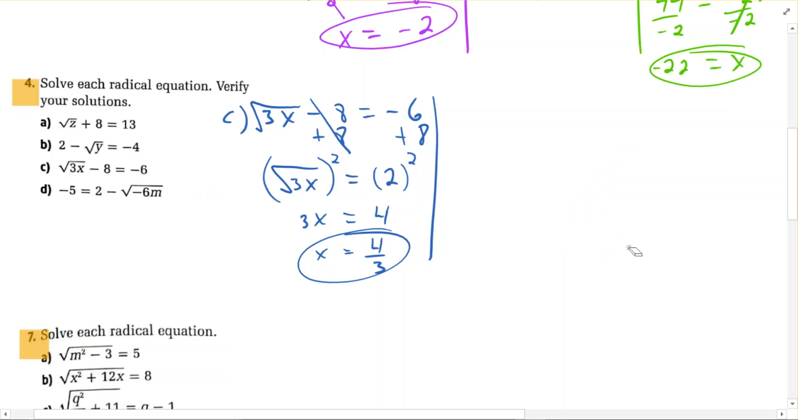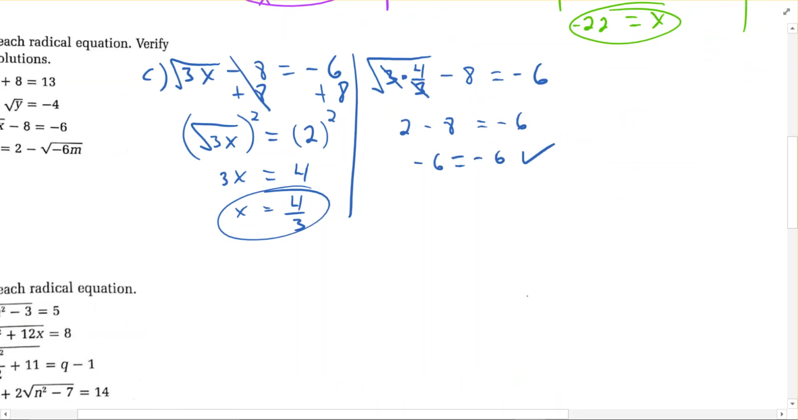I know that confuses students. So if we go back here, we've got the square root of 3 times 4 over 3. Just like I said, you've got 3 over top of 3, they're going to cancel. So that's just the square root of 4, minus 8 is equal to negative 6. The square root of 4 is 2, minus 8 is equal to negative 6. And negative 6 is equal to negative 6. So that checked out.